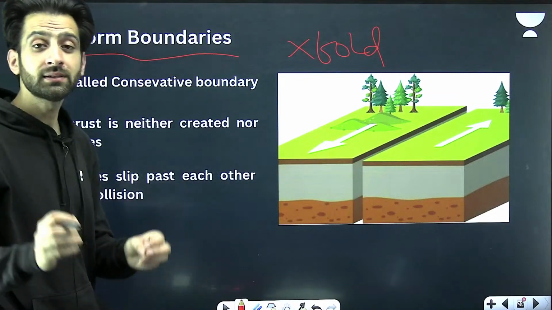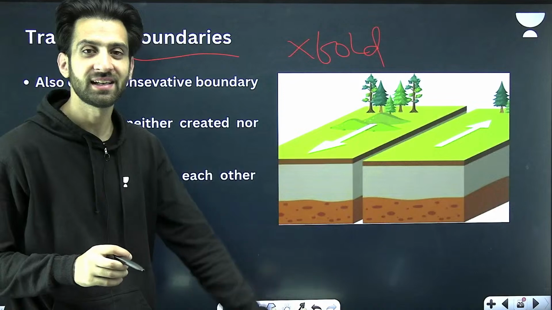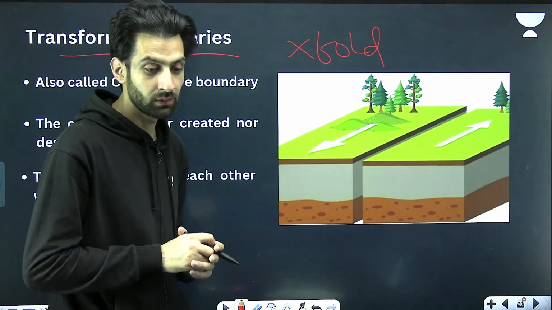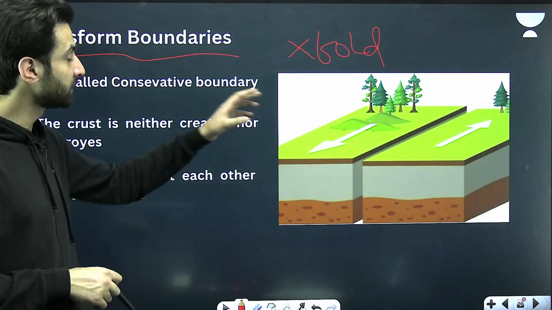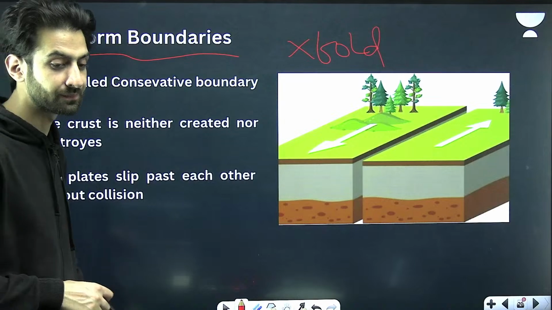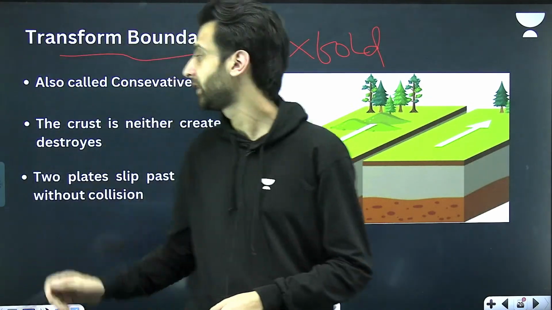Okay. But the earthquakes will be there. Because of the disturbances in the plates, the earthquakes will be there. Thank you. The earthquakes will be present in such kind of activities as well. Thank you, Shambhavi. Now, this is also called a conservative plate boundary.